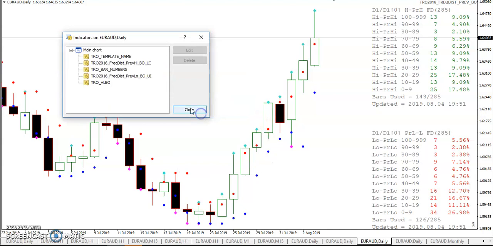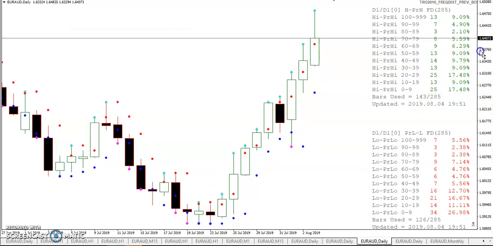Oh, I know I need to show this. We've got the TRO high-low breakout. That's probably an indicator in the MT4 motherlode, and then a couple of 2016 frequency distributions. And then I have the bar numbers somewhere. Maybe I have them turned off.